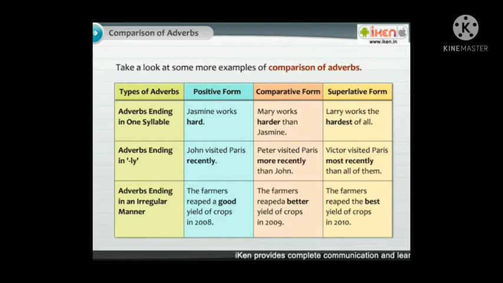So these are the three kinds of adverbs about which we have learnt in this video and the chapter. Adverbs ending in one syllable, how do they change? Adverbs ending with ly, how do they change? And adverbs ending in an irregular manner, how do they change? Now, is that clear to all of you?